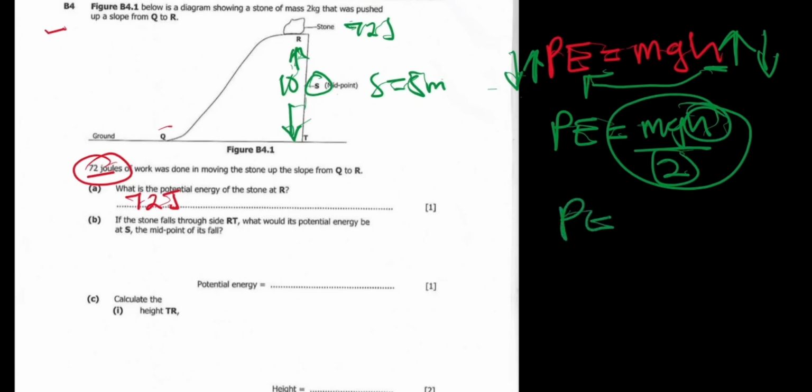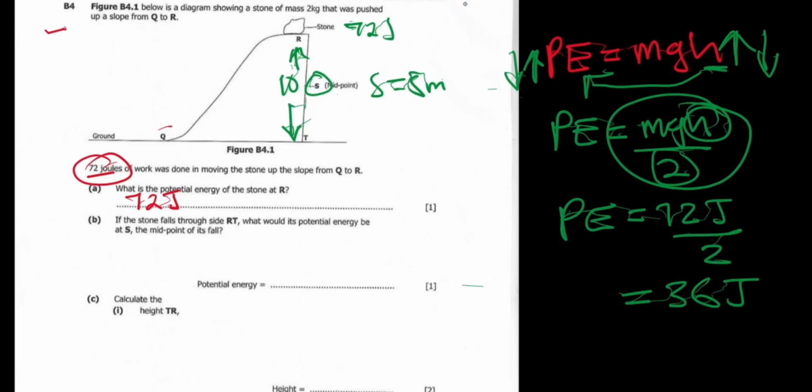So essentially, the potential energy we know is 72 joules. This is going to decrease by half because it is the midpoint, and that gives us 36 joules. So 36 joules is the potential energy at point S. Make sure you understand, because potential energy is directly proportional to the height. When you reduce the height to the midpoint, the potential energy also decreases by half. Hence, it moves from 72 to 36 joules.